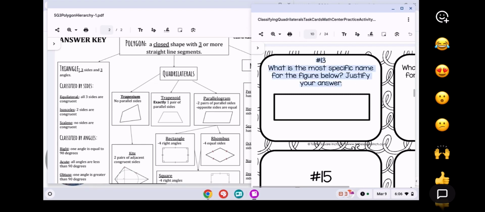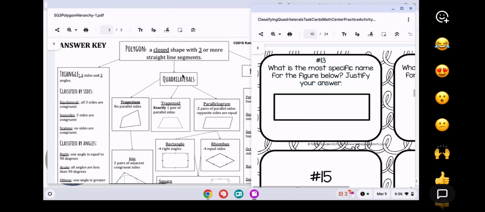So task card number 13 says, what is the most specific name for the figure below? Justify your answer. Well, obviously I can see this is a rectangle, but it wants the most specific name. So the best way for me to do this is to just start at the top of my hierarchy. Let's start with polygon. It's a closed shape with 3 or more straight line segments. Is this a polygon? Yes, so I can keep going.